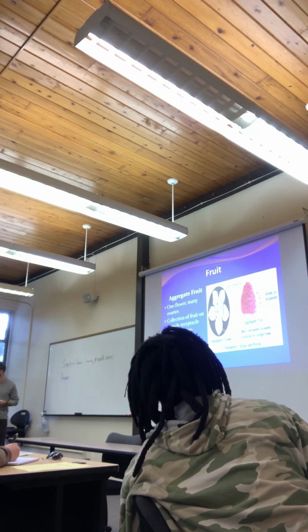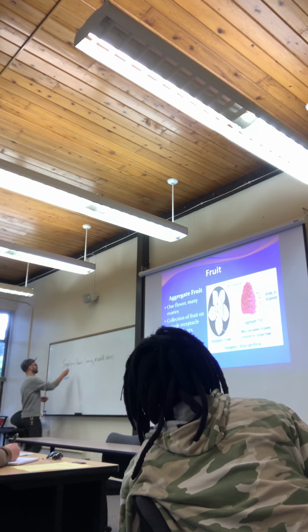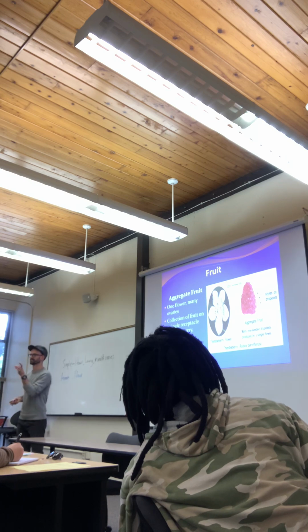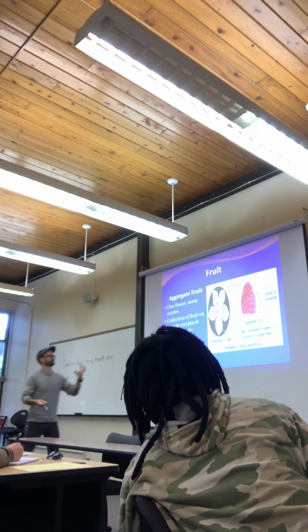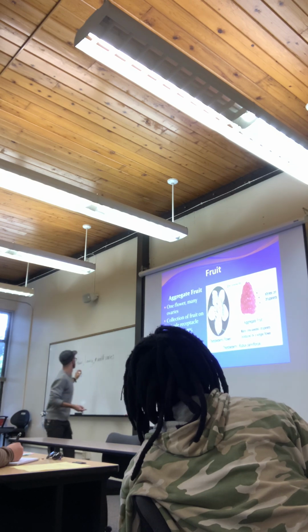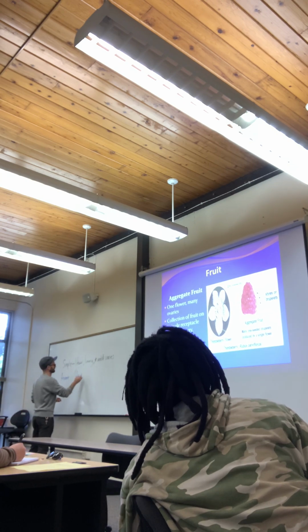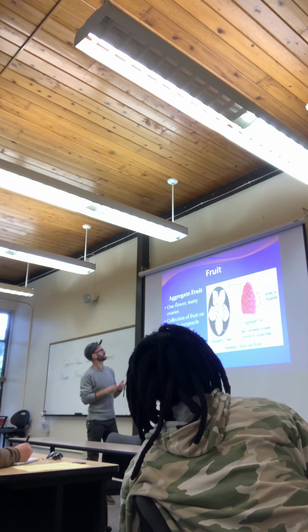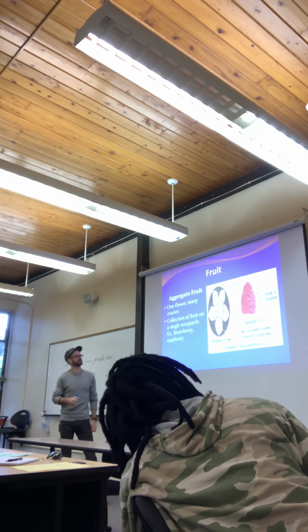Aggregate fruit, raspberries, thimbleberries, fantastic examples from the Rubus family, are one flower, so the same setup. If you've ever grown or picked raspberries, you've seen that little white flower with lots of yellow stamens around. The berry is what shows up right there underneath. So one flower, but many ovaries. It's a collection of fruits on a single receptacle, and strawberries fit in here as well.